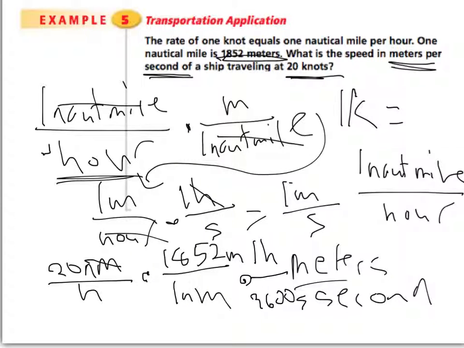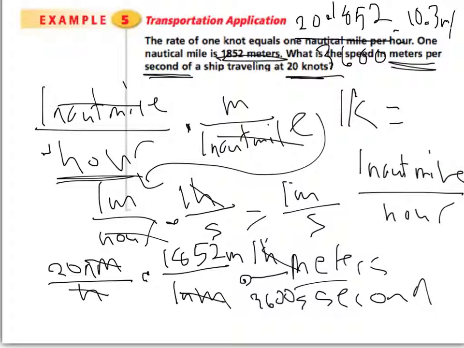So the nautical miles cancel with the nautical miles. The hour cancels with the hour. Ooh, sorry guys, this is really confusing. So I'm going to do it at the top here. Okay, at the top here, I'm going to do the math. So it's going to be 20 times 1852 divided by 3,600. And then we're going to get about 10.3 meters per second. Okay, 10.3 meters per second.